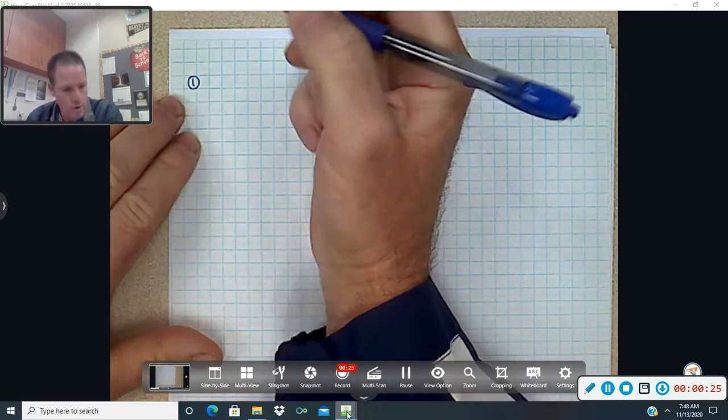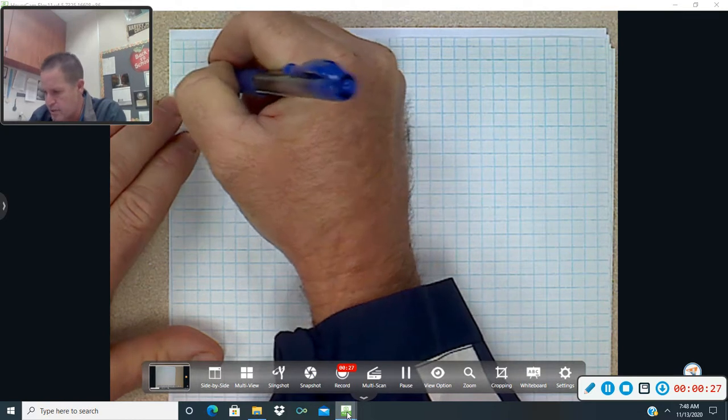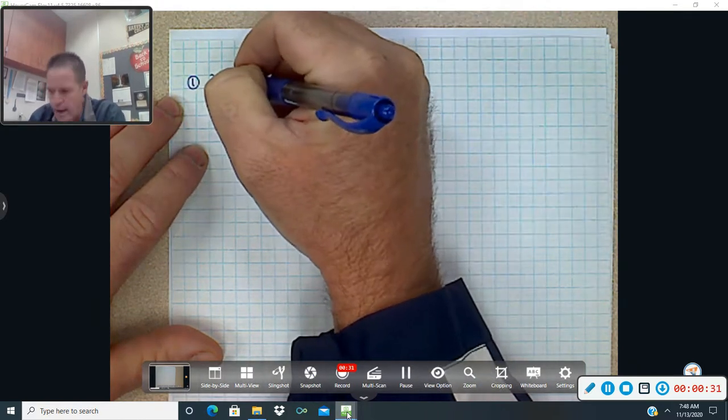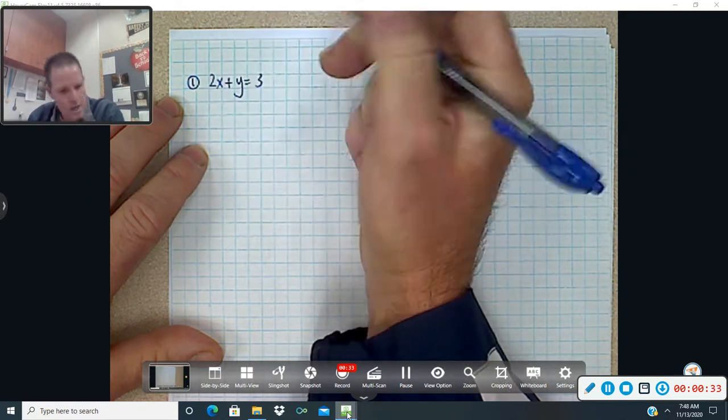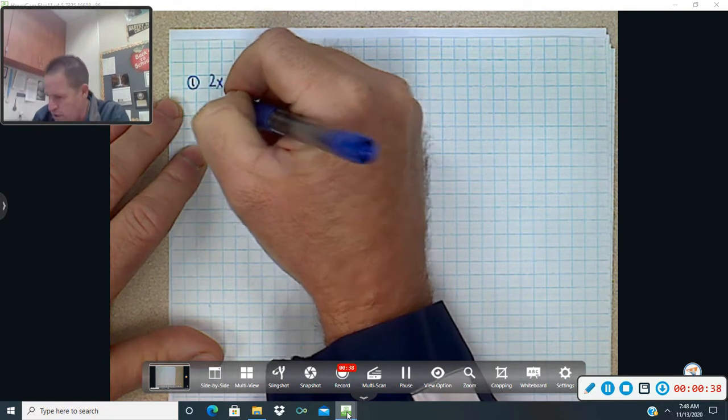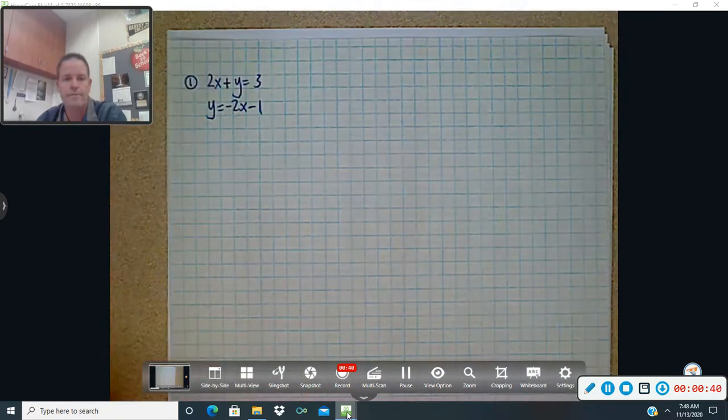Here we go, number one. If you need to pause, if I'm moving a little quicker than you want, you always have that option. 2x plus y equals 3, and y equals negative 2x minus 1. First thing I'm going to do is solve this by graphing. And by the way, I better get the same answer all three ways. If I don't, something is definitely wrong. But let's see what happens.